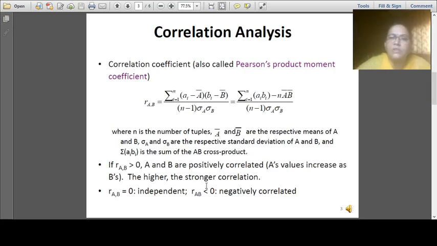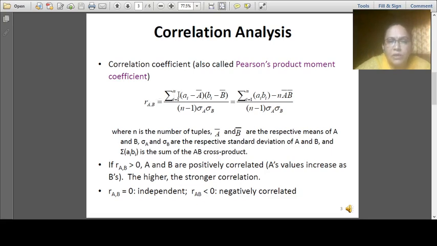How do we measure the correlation between two attributes? There is one way, and the formula is on the screen. The formula is for the Pearson product moment coefficient, or shortly, the Pearson coefficient. With the help of the Pearson coefficient, we can calculate the degree of dependency between the two attributes. What is this formula saying? Just see here, r_AB. A is the first attribute, suppose A is one attribute name and B is another attribute name, and here we are trying to calculate the correlation between A and B.